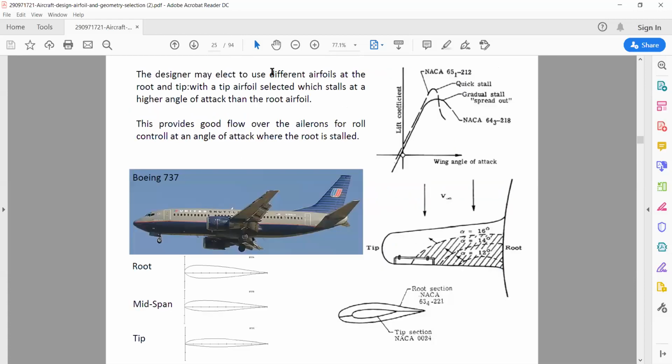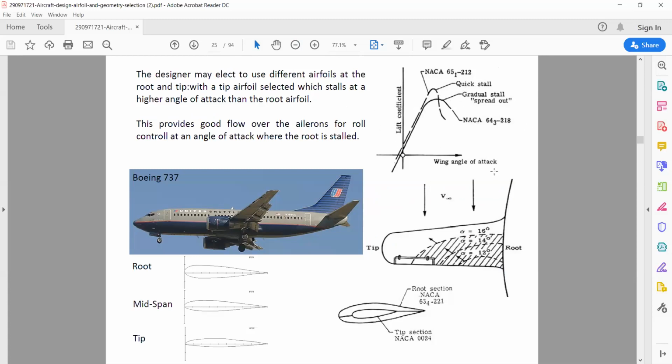The designer may also use different airfoils at the root and tip, with the tip airfoil selected to stall at a higher angle of attack than the root. So we can see here NACA 6512 and NACA 64328. We can see 12% and 18% thickness. That depends upon that. Okay.